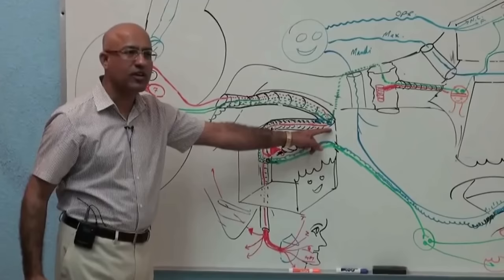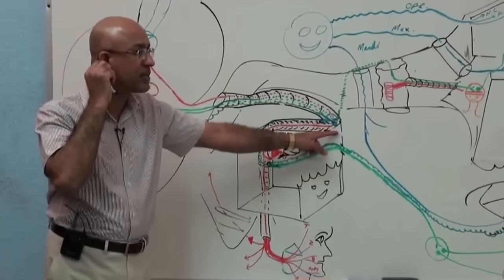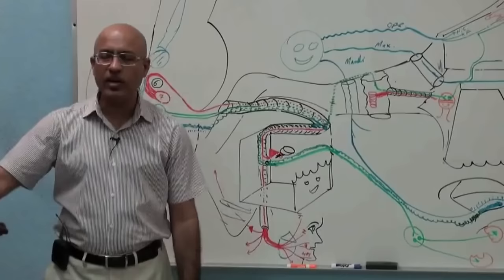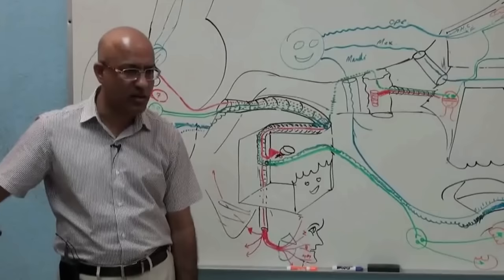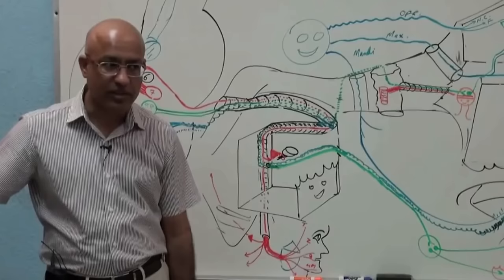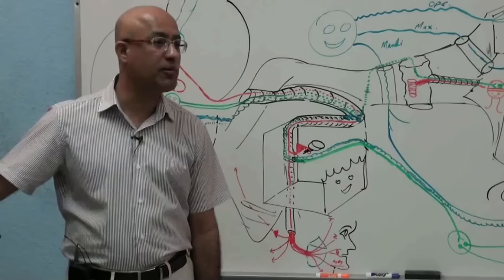In the geniculate ganglion there are cell bodies of taste fibers, and later on I will tell you about some cell bodies of touch, pain, temperature fibers from here. Touch, pain, and temperature fibers from here, right? Now, the geniculate ganglion is not a parasympathetic ganglion. The geniculate ganglion has cell bodies of sensory neurons related to taste from the anterior two-thirds of the tongue, and also cell bodies for some sensory fibers coming from the external ear.